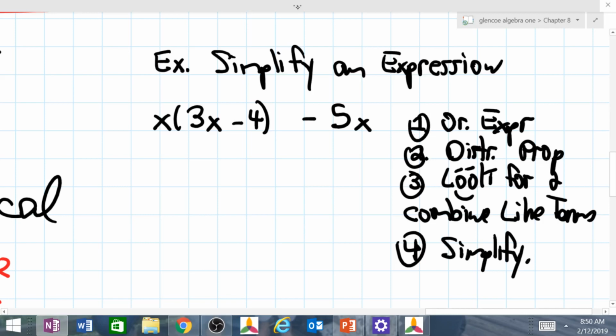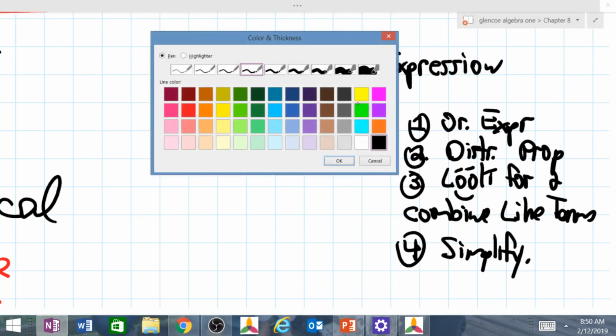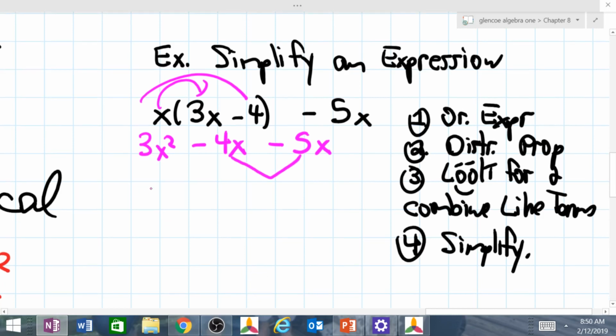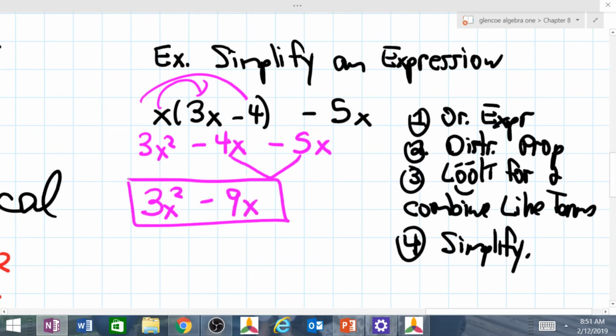Okay? So here we go. Let's take a look. X times 3x is what, guys? X times a minus 4 is a minus 4x. And then over here we have a minus 5x. Does anyone see any like terms? Yes, a negative 4x minus 5x. So this would be rewritten as what? 3x squared minus 9x. Is it in standard form? Yes, it is. And for those of you who are joining today and not sure what standard form is, then you need to go back and listen to the lecture on YouTube, 8.1, Polynomials.